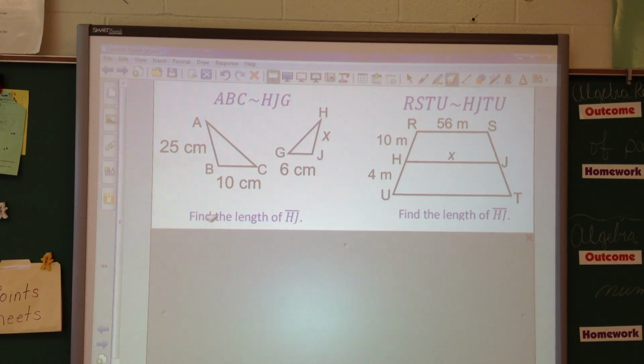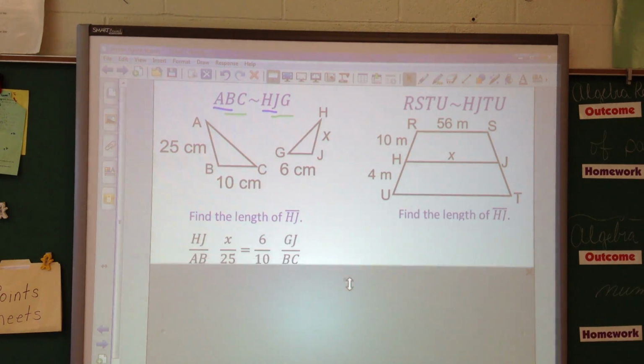So for our first example, it wants us to find the length of HJ. So I see HJ is right here, and in the name, HJ corresponds with AB. So I'm going to set that up as a ratio. And then I'm going to use my other side, GJ, or JG as it's written up here, which corresponds with BC. So that's 6 to the 25. And I'm going to set that up as a proportion.